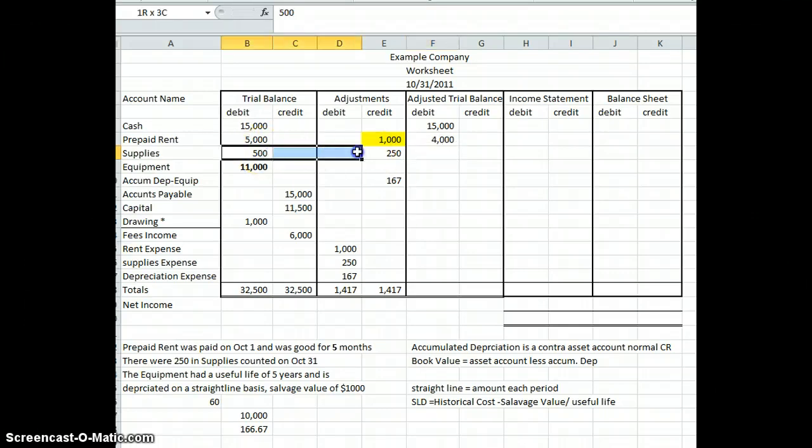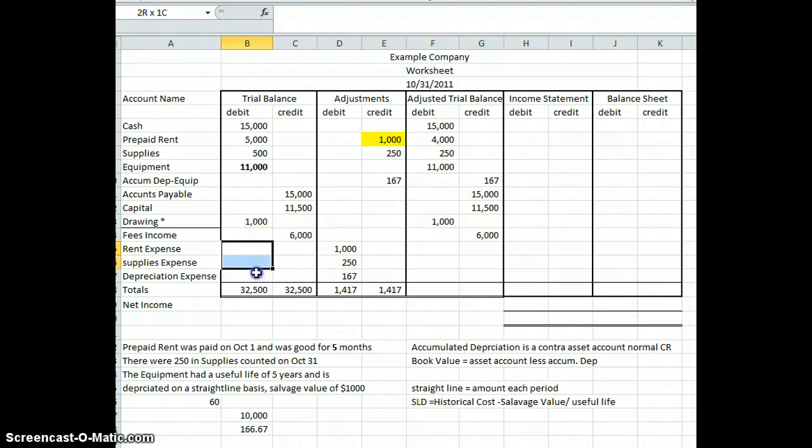And same thing for supplies. 500 minus 250 is going to give me 250. Equipment, because of that cost principle, should always stay the same. No adjustment, so it's 11,000. Accumulated depreciation, there was a 0. So a 0 plus a 167 credit is going to give me a 167 credit. Accounts payable and capital had no adjustments, so we're going to keep them as the same credits. Same with drawing, no adjustment, we'll just bring it over. And fees income had no adjustment, we'll just bring it over.